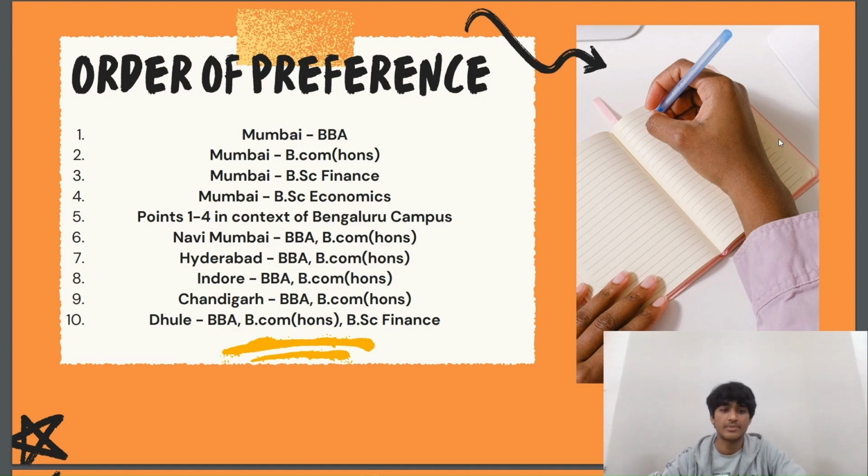At rank 7, we have the Hyderabad campus. At rank 8, we have the Indore campus. At rank 9, we have the Chandigarh campus. And at rank 10, we have the newest campus, that is the Dhule campus. Now, the last four were made after a lot of research. We looked at a lot of newspapers, their rankings, how long ago they were established, and after a lot of consideration, we came up with this list. So, again, at the end of the day, it's up to you. If you live near one of these cities and you prefer this campus over another campus, go for it. But if you have no idea about what is the standing of each NMIMS campus, I would suggest you to fill your preference list according to this preference list.